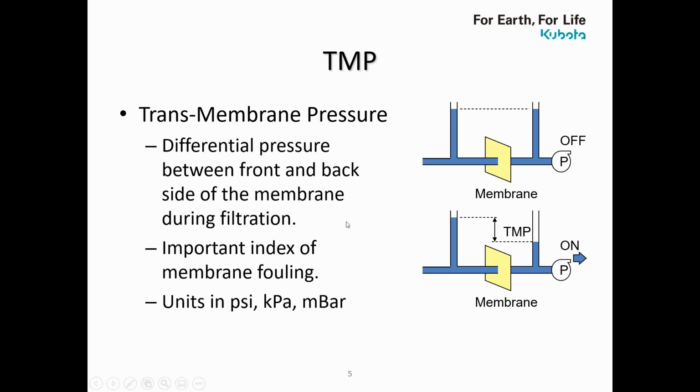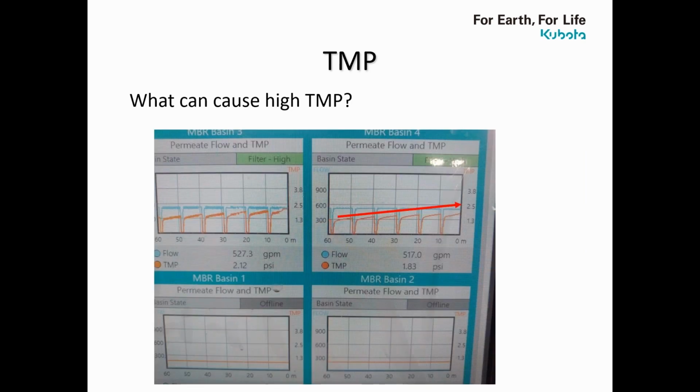Pretty much the only thing you have to watch on your SCADA screen is TMP at your MBR membrane plant. When we operate our membrane, there is a cycle of on and off. Typically, we filter 9 minutes on, and we have 1 minute of relax time. We stop the permeation for 1 minute while keeping the blower still on.